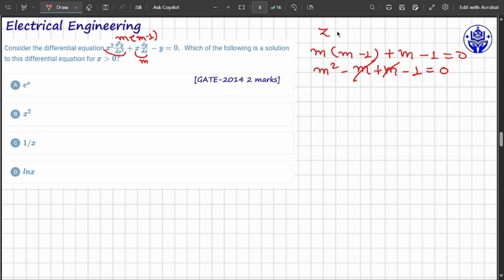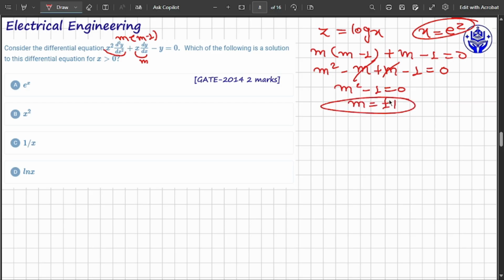It means your z is equals to log of x. It means you are assuming x is e to the power of z here. Then it is nothing but m square minus 1 is equals to 0. Then m is equals to plus minus 1. So y is equals to c1 e to the power of minus z. It is not x, it is in the form of z. It means the variable coefficient differential equation has been converted into a linear differential equation. So this one is c2 e to the power of z.